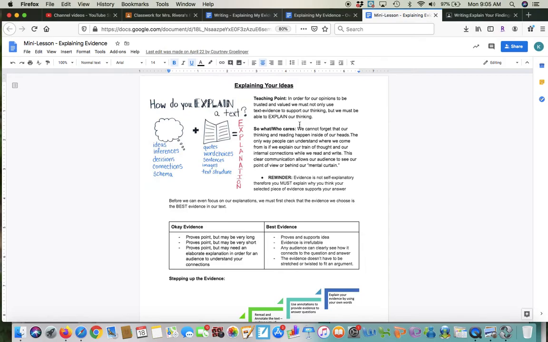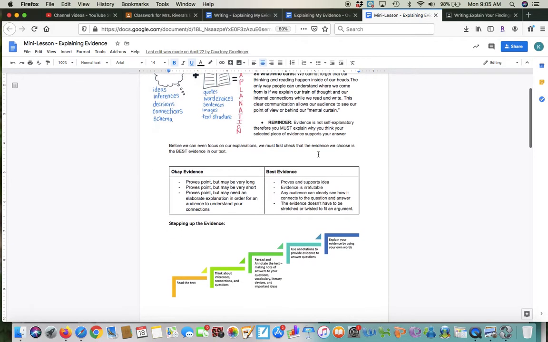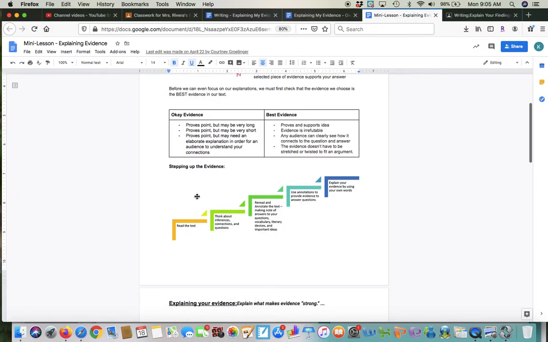Okay, so it says we cannot forget that our thinking and reading happen inside our heads. The only way people can understand where we come from is if we explain our thoughts and internal connections while we read and we write. So this clear communication allows our audience to see our point of view, or behind our mental curtain. So it just gives us an idea of what is in our heads and why we're thinking what we're thinking. So you must explain your evidence.